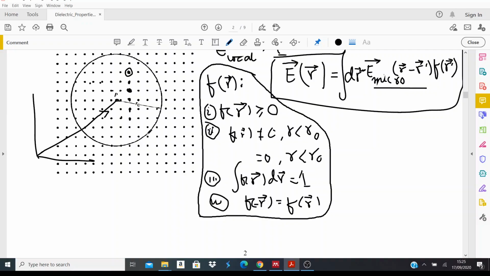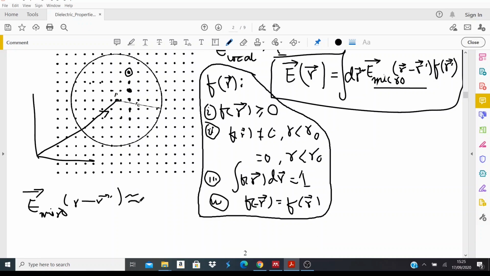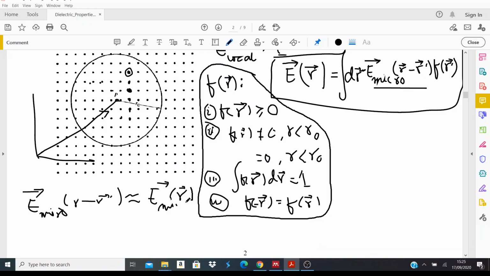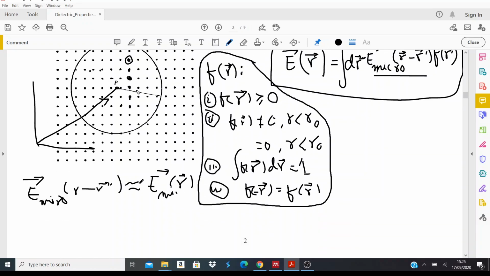Let's say within this R naught, the microscopic field is not really varying that much. What I mean by that is that E micro of R dash is not really varying that much. Let's say within this circle, every point has the same electric field, so we have some E micro for the point R. It is independent of R dash, so whichever point you choose, it doesn't matter. It's shift invariant, the same everywhere. So then the microscopic field is just at R.